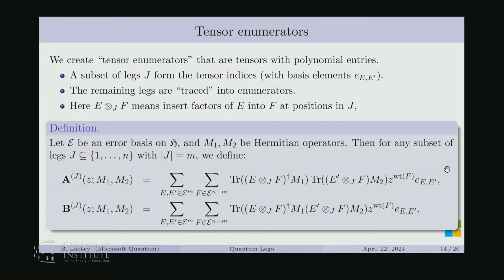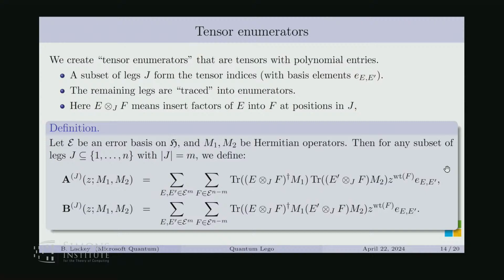Okay, so to define the tensor enumerator, we trace all of the legs that are not in the enumerator in the following sense. Just for a little bit of notation, I'm going to write tensor product J to say that the factors of E are inserted into the positions of F at J, at those positions. Okay, so essentially the same formula from the Shor-Laflamme enumerators, but the difference is we compute the weights of part of the Pauli operator, and we just leave the other ones alone.